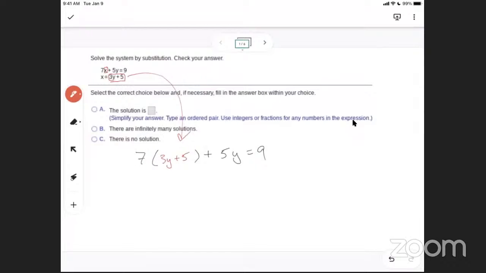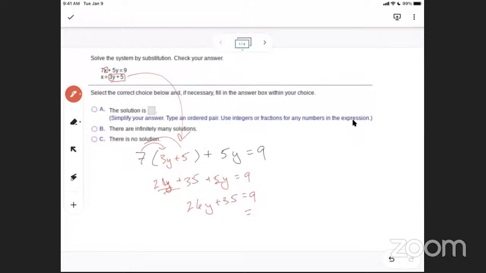And now notice I don't have two equations with two variables. I have one equation with one variable. And to solve it then, I would distribute, add like terms, get y by itself, and be done with it. So I'll do that real quick. Distribute, this is 21y, plus distribute there, it's 35, plus 5y equals 9. So add like terms, that's 26y plus 35 equals 9.